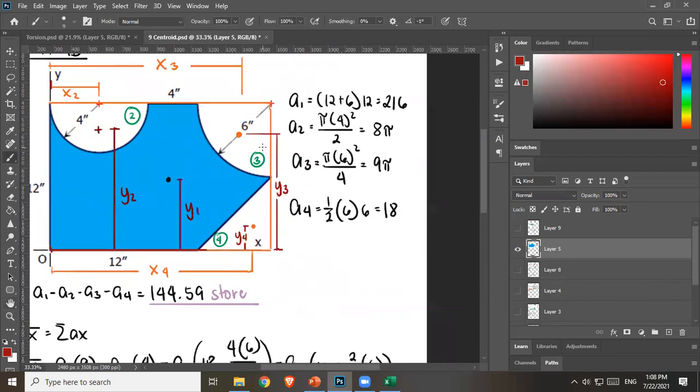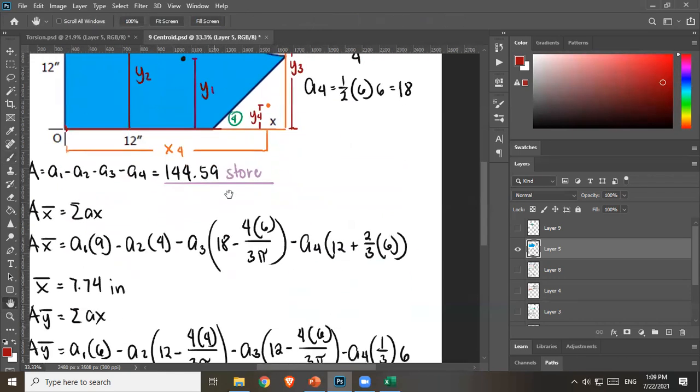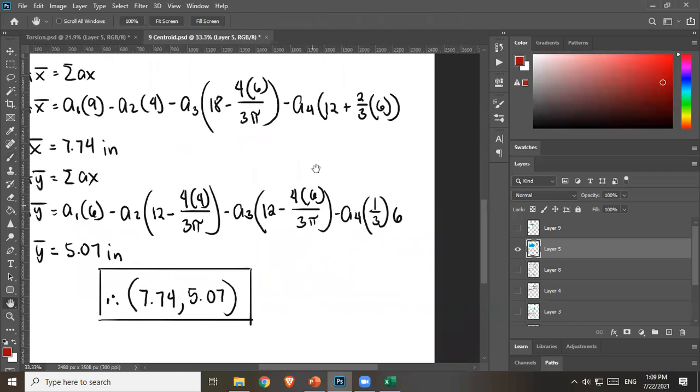Next, let's take area 3. We'll encounter the same problem with area 3. We don't know this length, right? What we know is the distance from the edges. So centroid to this edge, which is again 4r over 3 pi. To get the distance of this centroid to the x-axis, we're going to take the total height, which is 12, and subtract this, which is 4r over 3 pi. So 12 minus 4r over 3 pi, and r is 6.